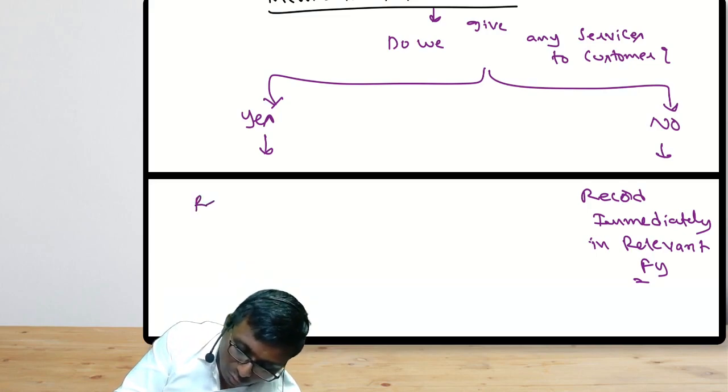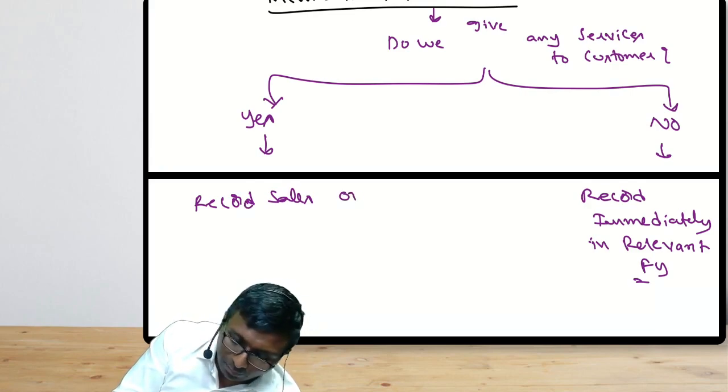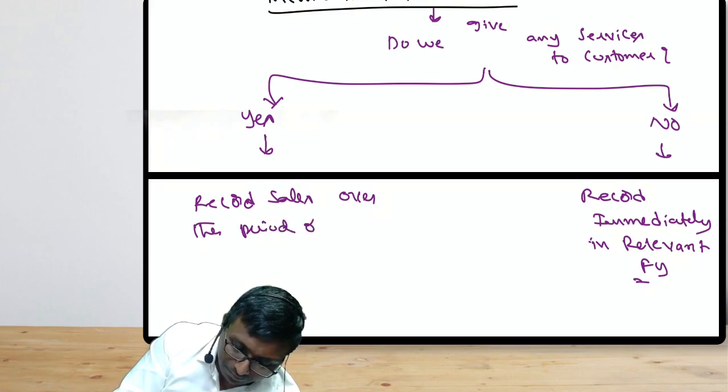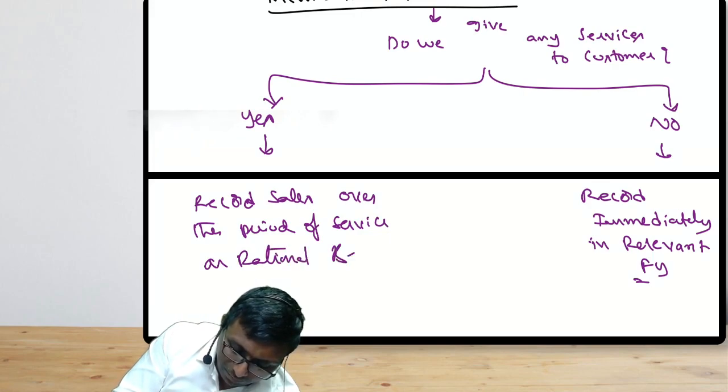Correct. Now, what are you supposed to do? Record sales. What are you supposed to do over the period of service? Over the period of service, on a rational basis.